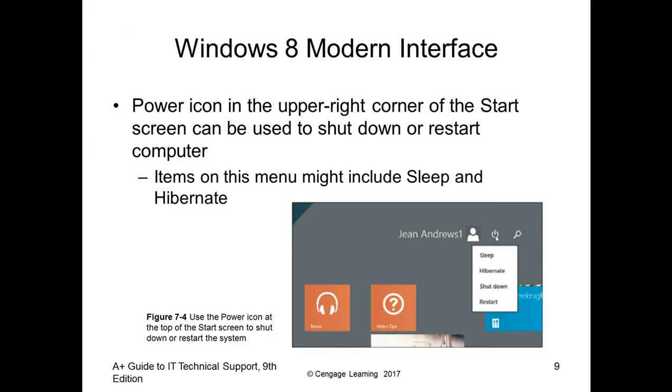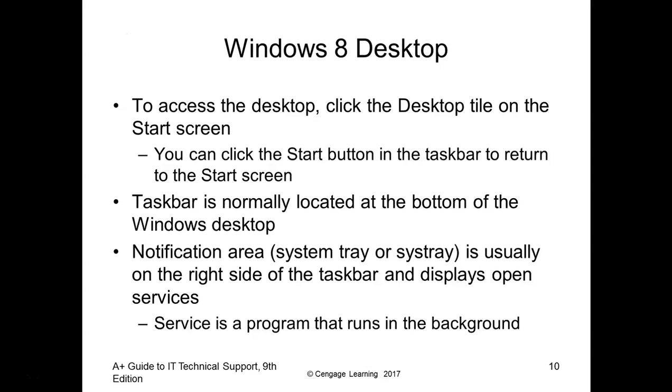Moving on. There still is a desktop in Windows 8. To access it, you have to click on the desktop tile within your start screen. What it looks like is going to depend on what your desktop background is, and it's going to allow you to personalize that. You can also get to it by clicking the Start button on your keyboard, which will generally take you to the desktop. If you click the Start button on your desktop, it will take you back to your start screen.